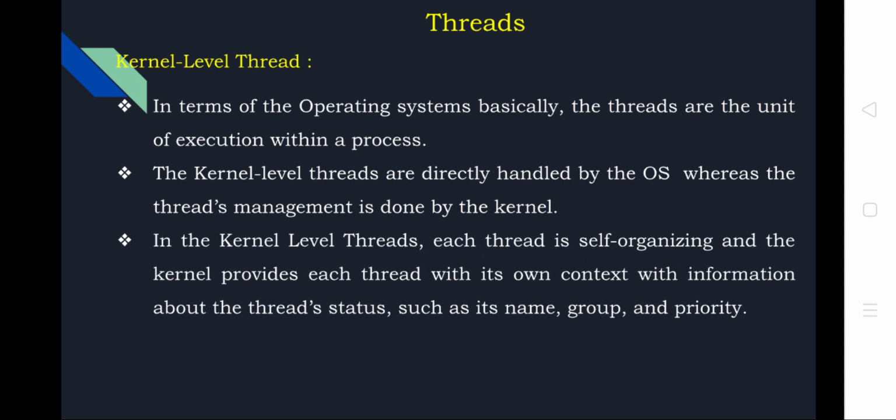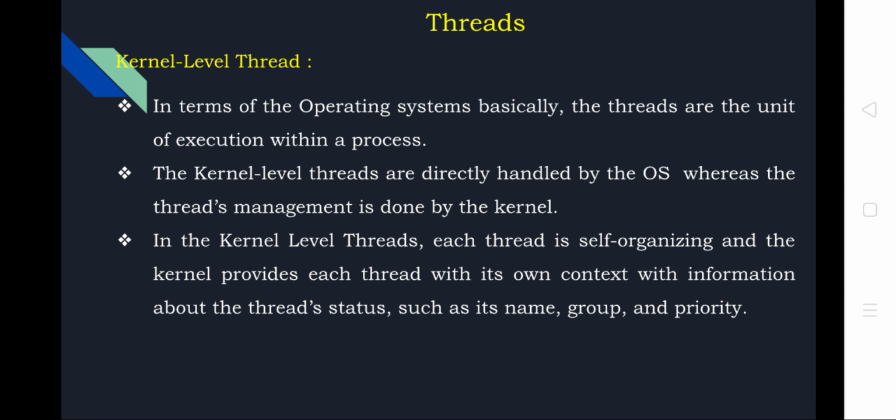In the kernel level threads, each thread is self-organizing, and the kernel provides each thread with its own context with information about the thread's status, such as its name, group and priority. What it means here is, the thread has come from a process, it has some name, it has some identity, it belongs to some group, and it has some priority, when to do it, when not to do it, which is the highest priority. Those things will be attached to the thread.